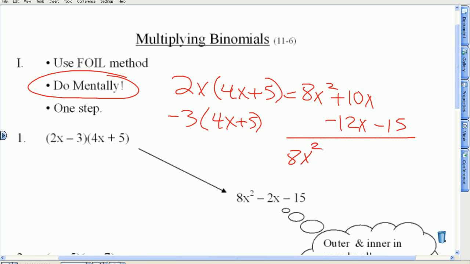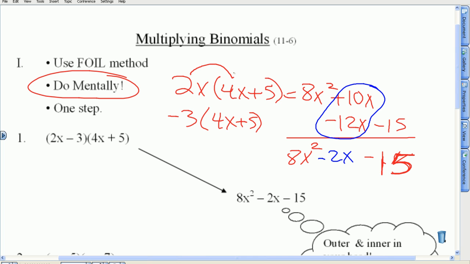8x squared. Now look at these, they don't cancel out like they did the night before. I am going to have to combine like terms here. 10 plus a negative 12 is a negative 2x, and then that negative 15 is going to carry down. A little bit messy there, negative 15.